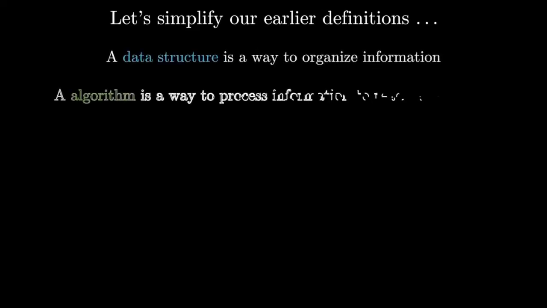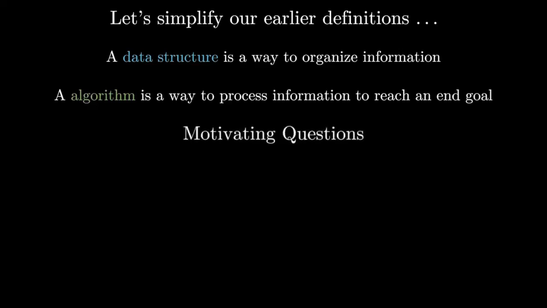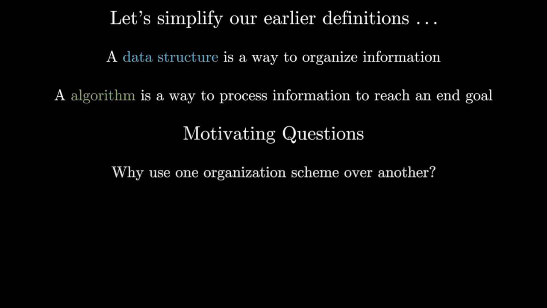So, taking a step away from this analogy, I think a really simple way to think about data structures and algorithms is the following. A data structure is a way to organize information, and an algorithm is a way to process information to reach an end goal. Some of the ways of organizing and using information are not at all obvious, but they all have their strengths and weaknesses, and a lot of this subject is about understanding these trade-offs.